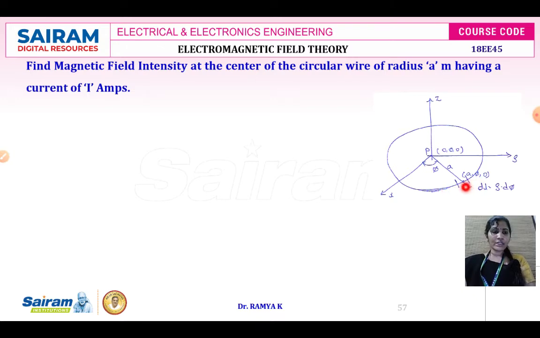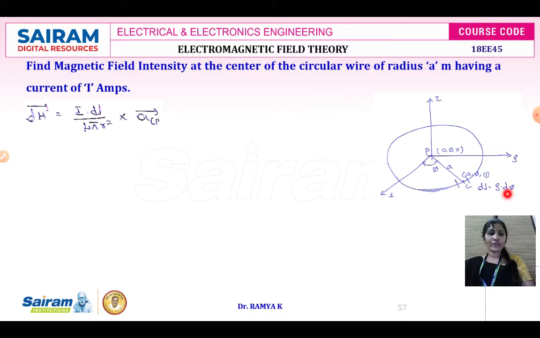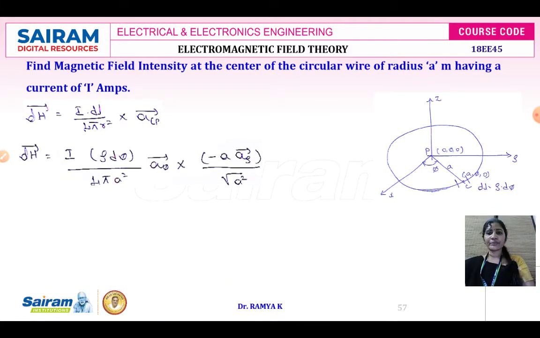We are going to consider a differential current element at point C. The differential current element is dl, which is equal to rho into d phi, maintained at a distance of a meter. So in the place of dl, you can write dl is equal to a into d phi. According to Biot-Savart's law, we know that dH is equal to I into dl divided by 4 pi r square, cross product with aR vector. R is nothing but the distance between the cause and the effect. dl is the differential current element taken over here. Therefore, dl can be replaced as rho into d phi, which is equal to a into d phi.